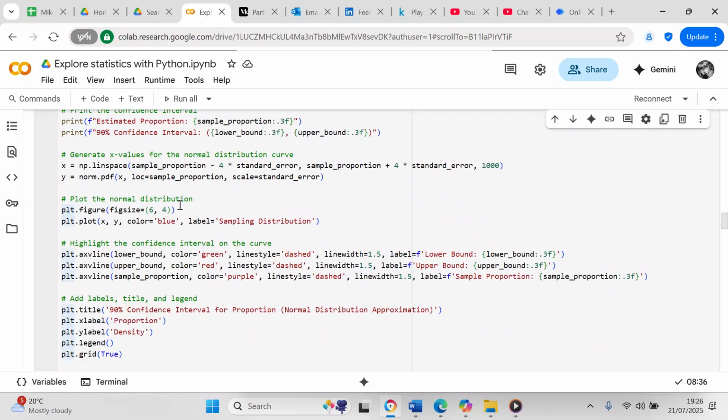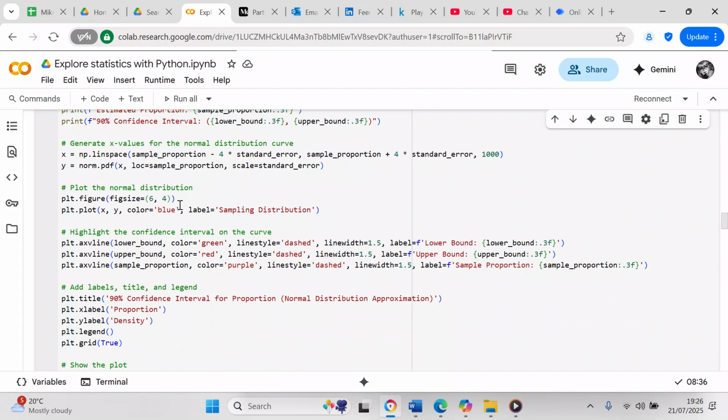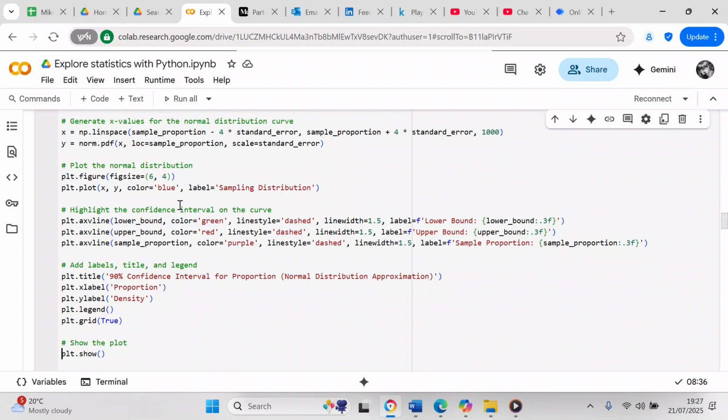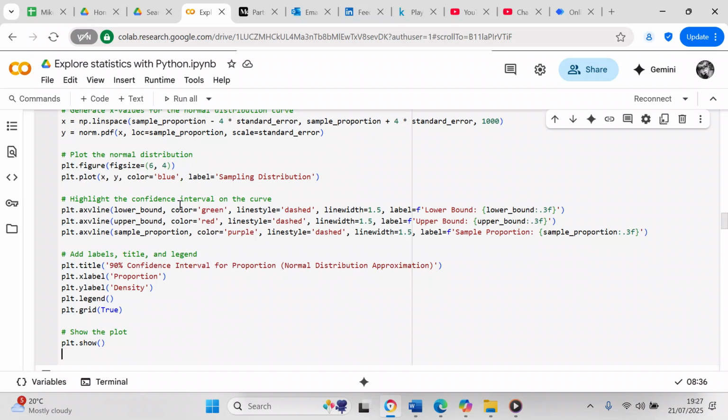So we're going to add labels and a title and a legend to the graph. The title is 90% confidence interval for proportion with normal distribution approximation. The x label is proportion, the y label is density. You're going to get a legend and a grid, and then you're going to show it.